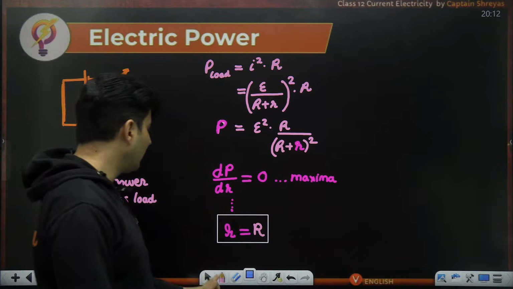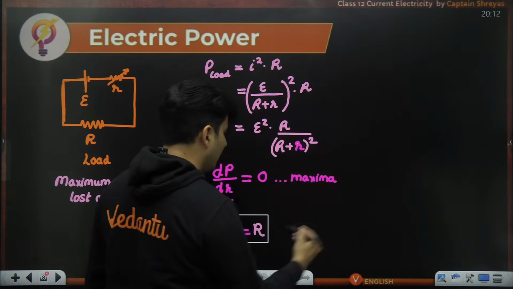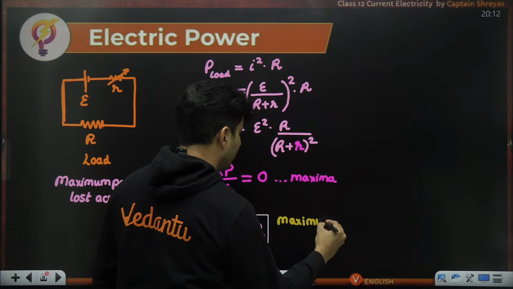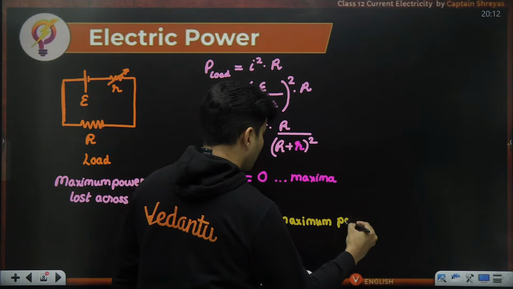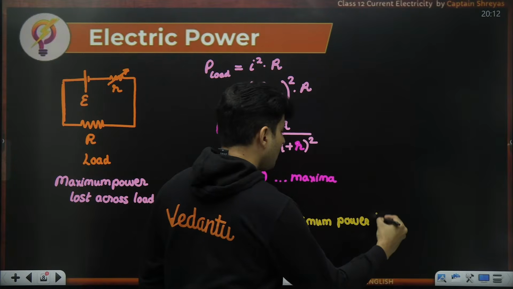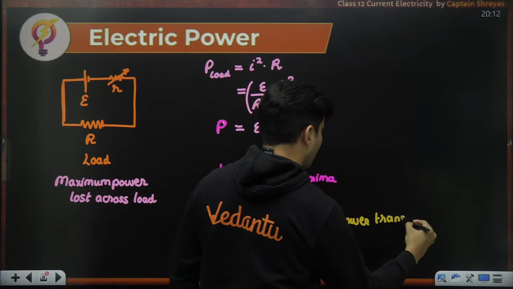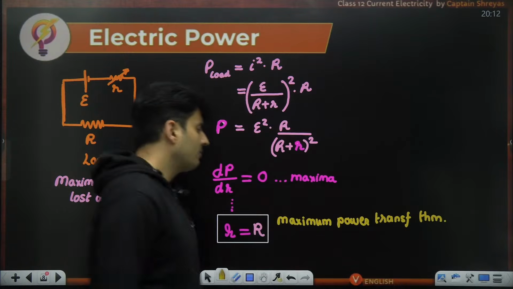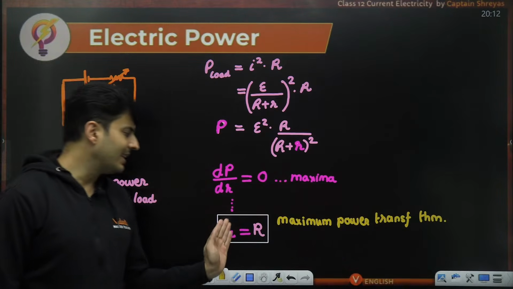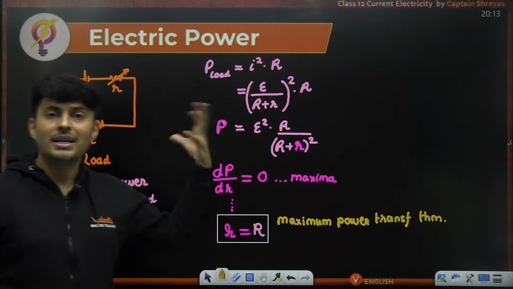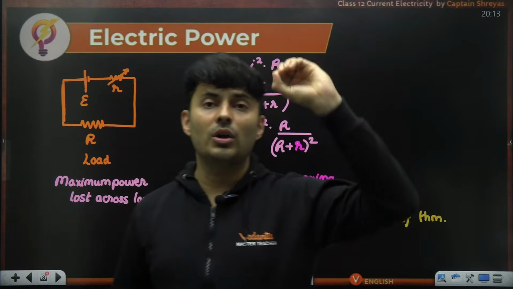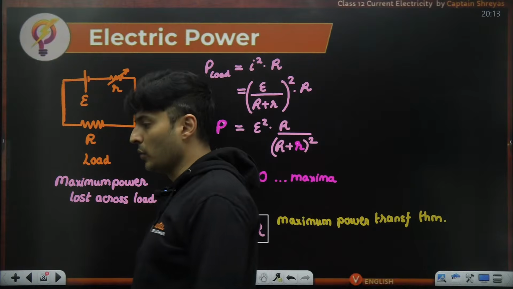So this particular concept is also called the maximum power transfer theorem. Maximum power transfer theorem. Okay, maximum power transfer theorem. When the internal resistance equals the external resistance, maximum energy is lost across that outside load.